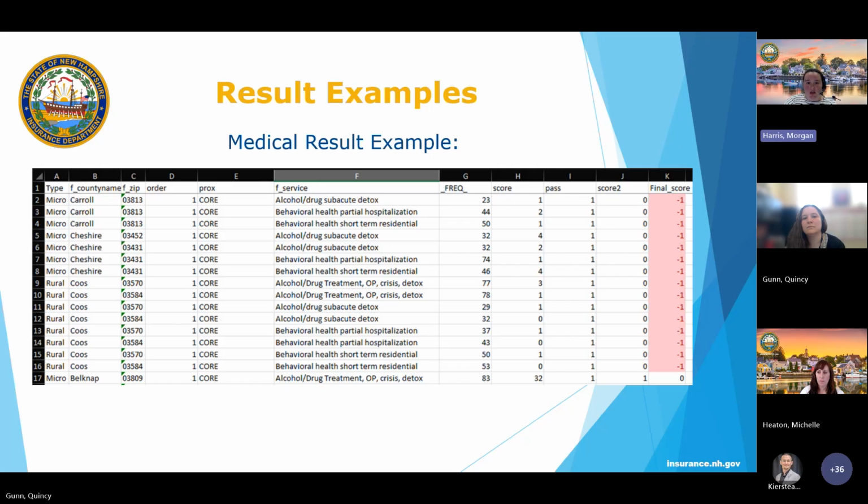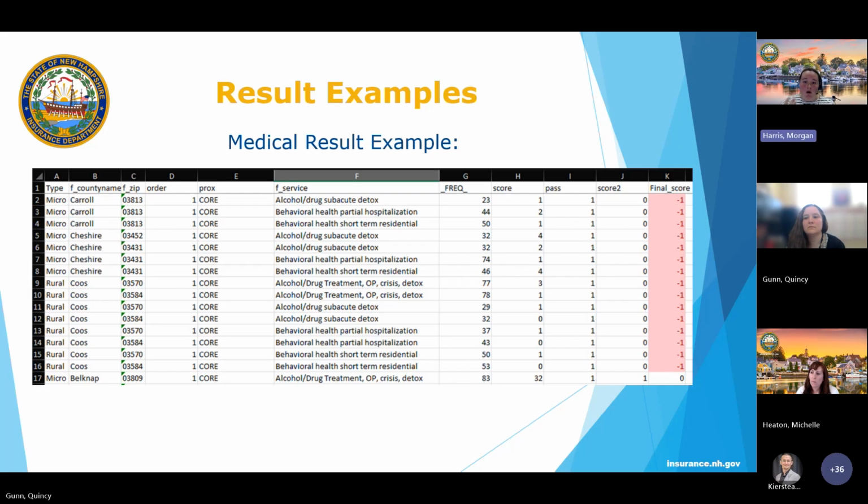Now, this isn't necessarily 23 unique providers. This could be someone that has billed 23 times themselves in Carroll County, or maybe a mix of providers, or maybe it is all 23 unique providers. We don't check to make sure that it's 5 unique providers you need to pass. It's based on the service and how many times it was billed. So your G column is going to tell you how many times you have a provider that had billed for that service in Carroll County.